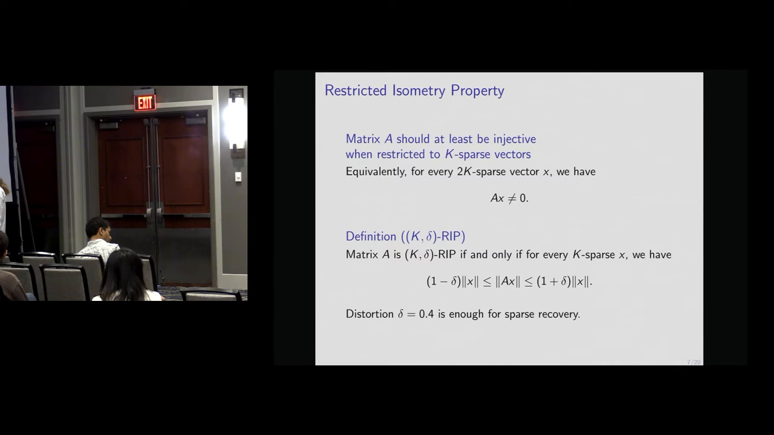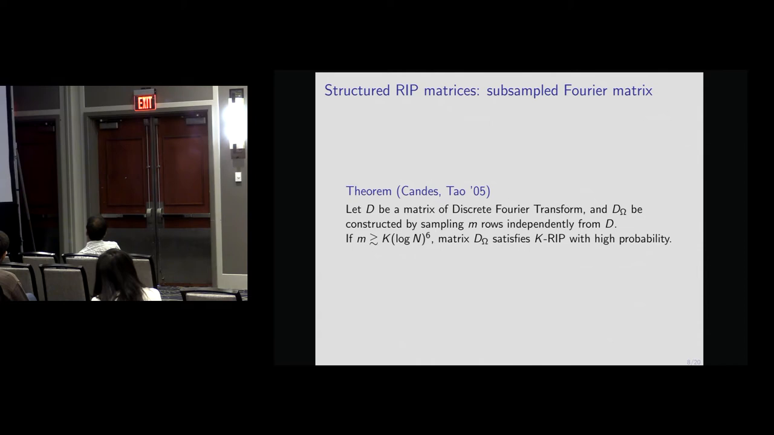Now, the question is, do matrices with those kind of properties exist? And as I said, if you just take a random matrix with Gaussian entries, then using k log n rows, you will get this RIP property. You could ask, what about a little bit more structured matrices? Already in the early works of Candès and Tao, they showed that if you instead choose a discrete Fourier transform matrix and take a random subset of rows of this matrix, as soon as you are taking about k log n to the 6 rows, you do have this restricted isometry property again.